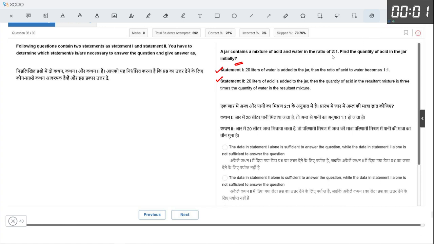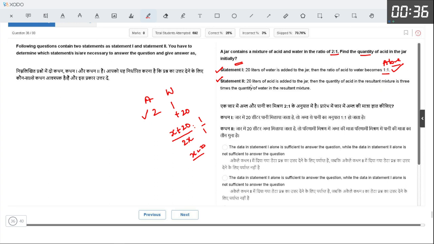Let's see. Mixture is given, acid and water 2:1. Quantity of acid in the jar initially, what is the quantity they are asking. Here 20 liters of water is added to the jar, then it becomes 1:1. So we take water as x by 2x is 1:1. That means x will be 20. X coming means 2x also will come now. So this statement alone is sufficient.